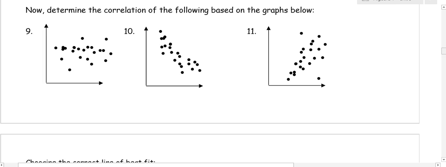So number 9 is kind of random. I can't really draw a line through the data up or down, so this is going to be a no correlation. Number 10, notice that the data is kind of going down from left to right. So this is going to be a negative correlation. Number 11, see most of the data is kind of going up from left to right. So this is a positive correlation.